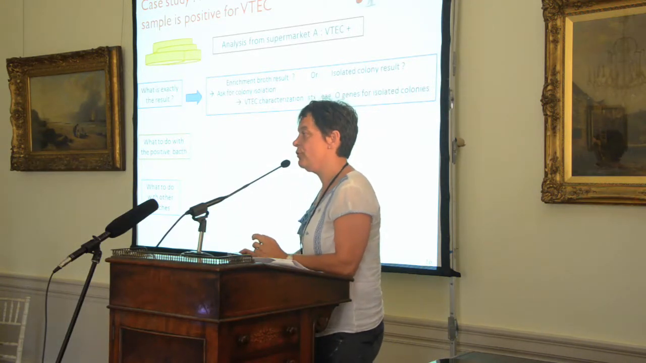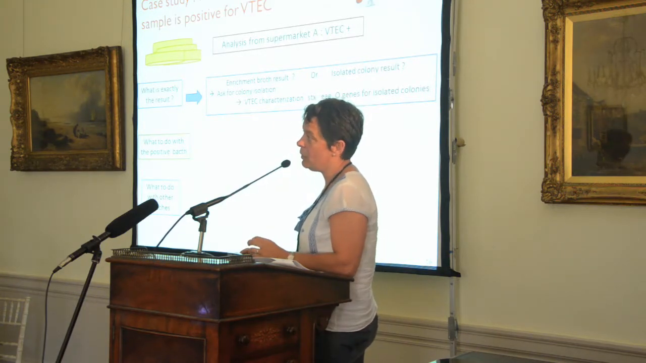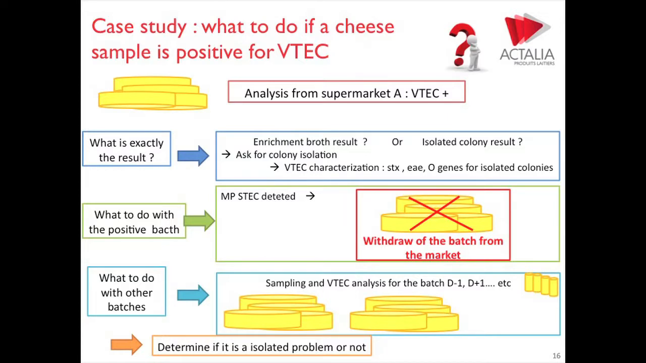So for example, the first thing is that you can have a result coming from a supermarket control saying that, well, we've got presence of VTEC, positive. So the first point we usually ask is what the exact result is. What are we speaking about? Are we speaking about enrichment growth results? If it is only a presumptive presence, we're speaking about genes. As I told you a little bit earlier, we're speaking about genes and not living bacteria that could be harmful.